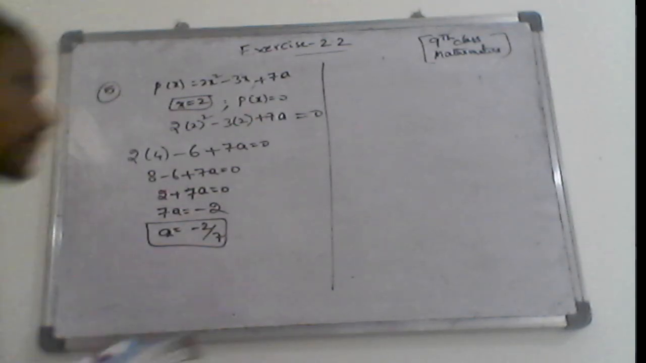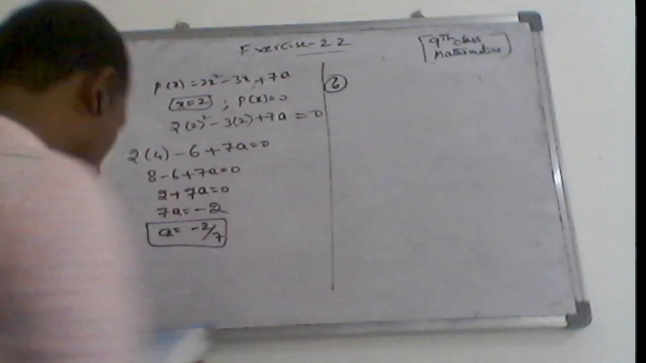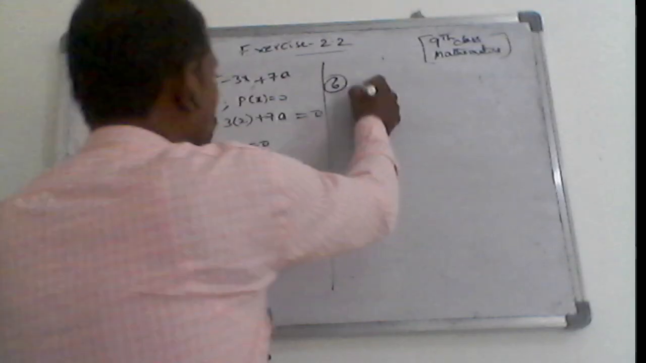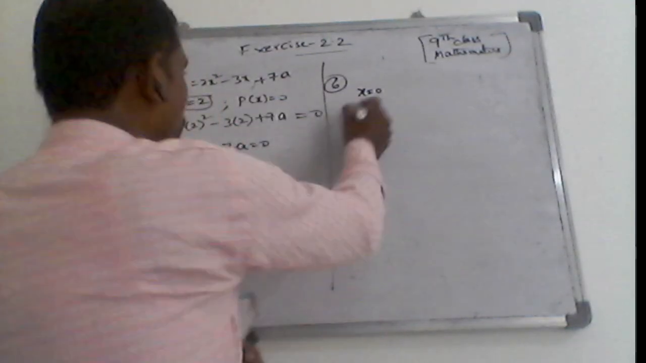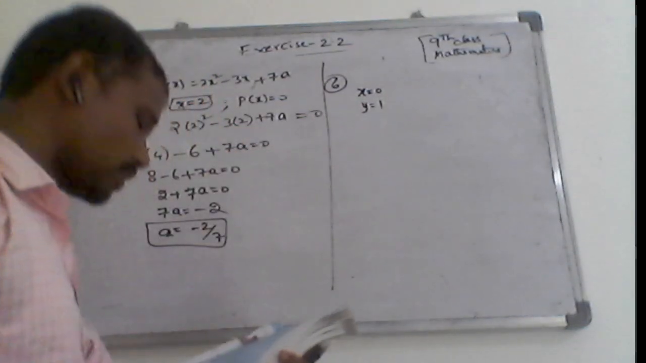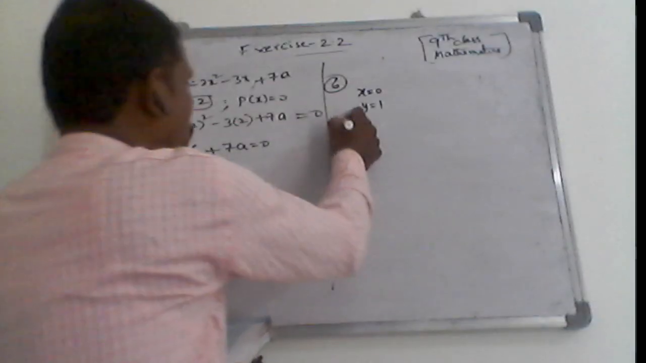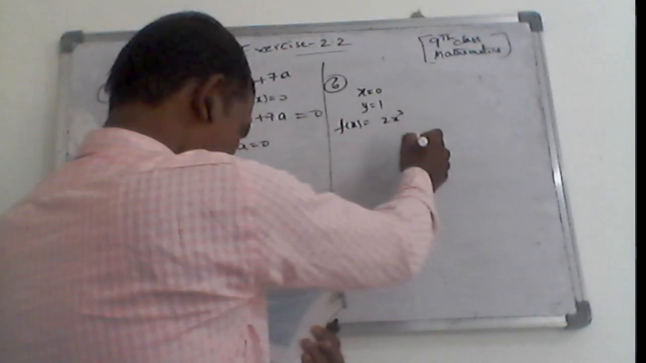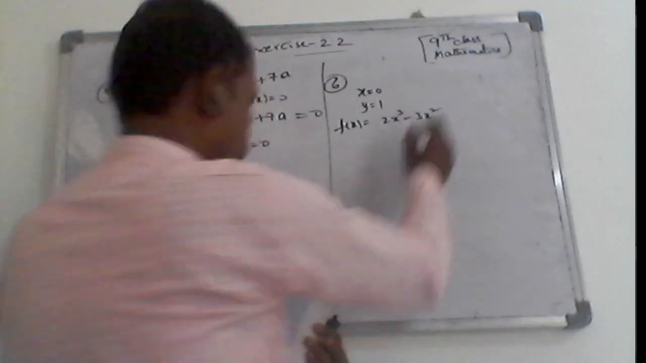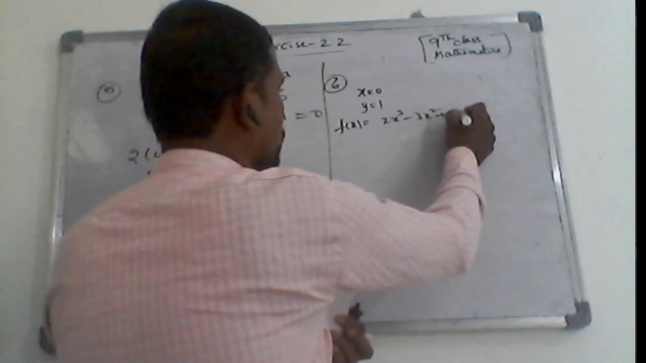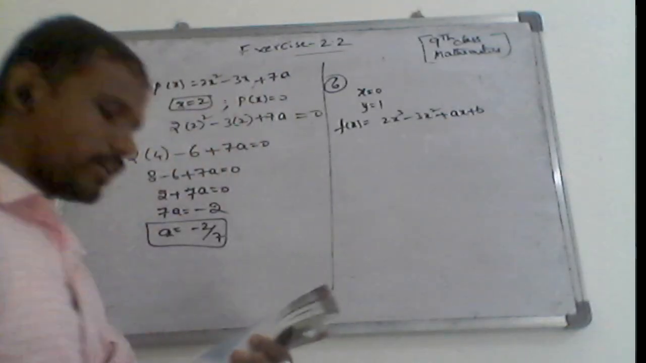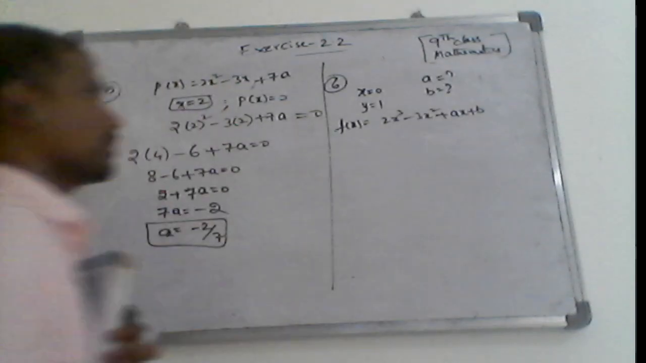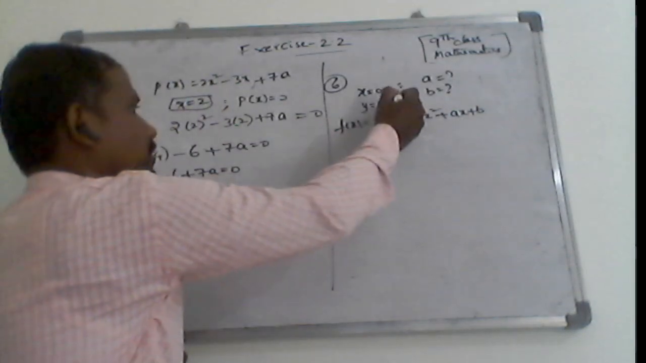So next one, question number 6. If 0 and 1 are the zeros of the polynomial f of x equal to 2x cube minus 3x square plus ax plus b, then find the values of a and b. What are the values of a and b?